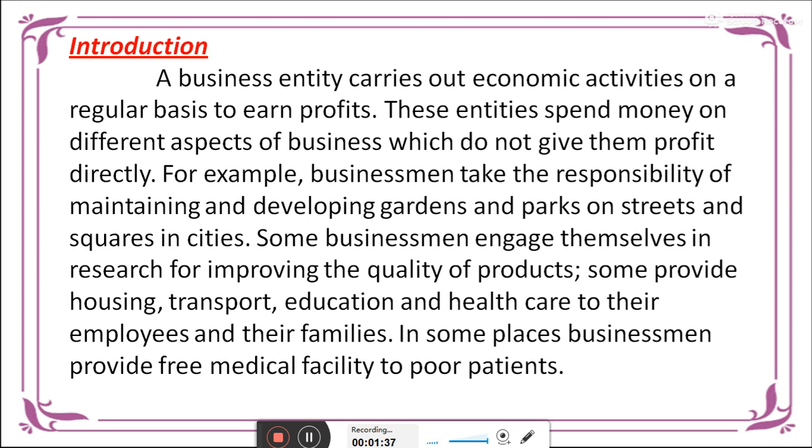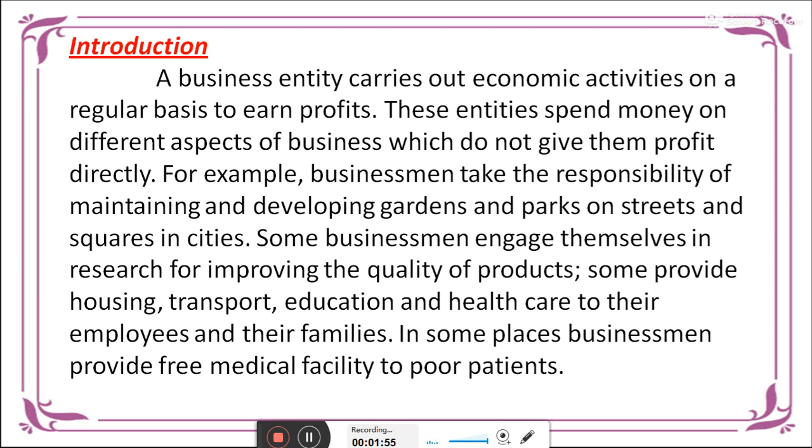A businessman carries out economic activities on a regular basis to earn a profit. They spend the money on different aspects which do not give a profit directly.